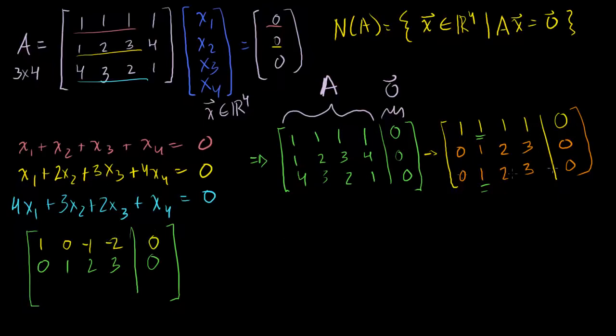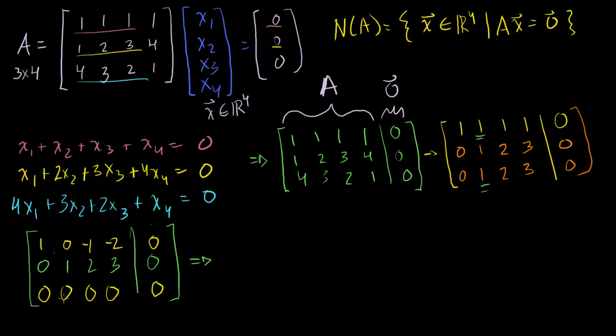And let me replace this last row with the last row minus the middle row. So 0 minus 0 is 0. 1 minus 1 is 0. 2 minus 2 is 0. I think you see where this is going. 3 minus 3 is 0. And obviously 0 minus 0 is 0. So by doing reduced row echelon form, this system of equations has been reduced.